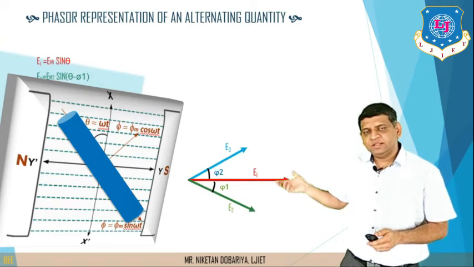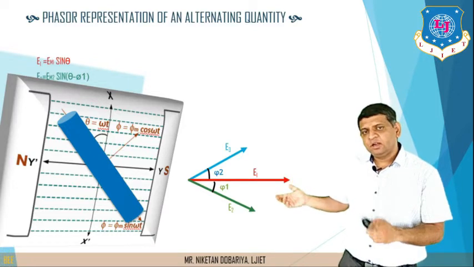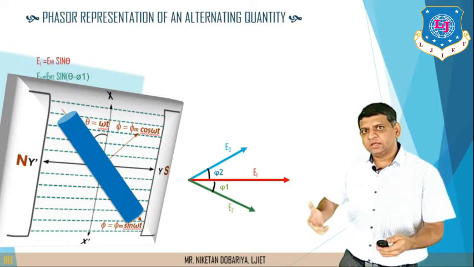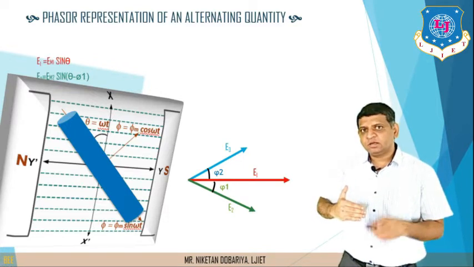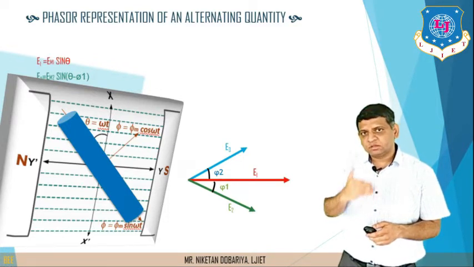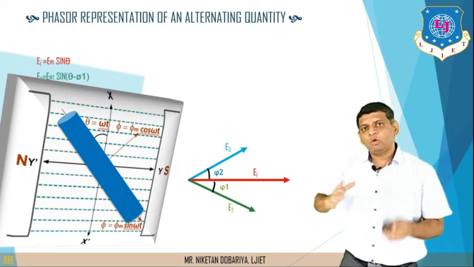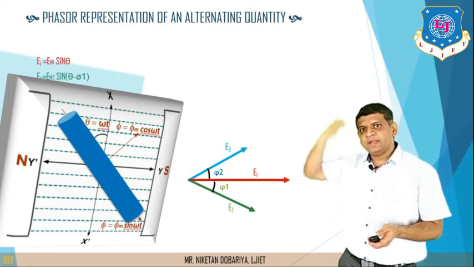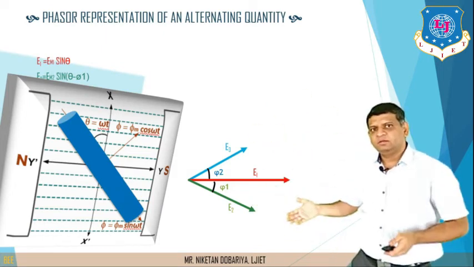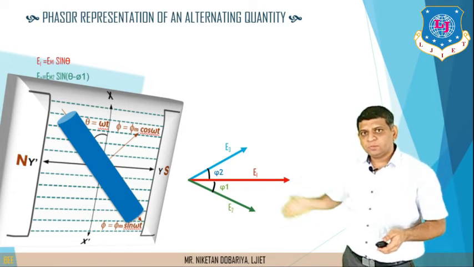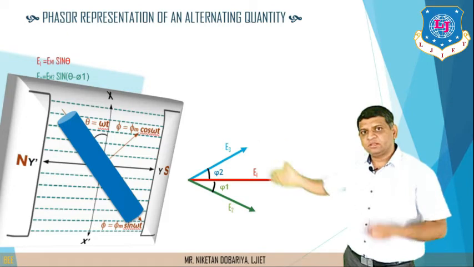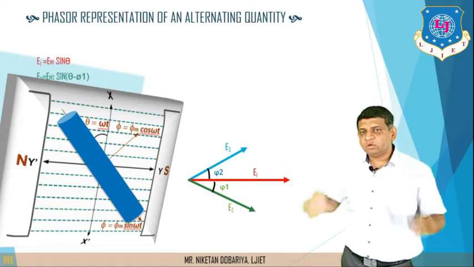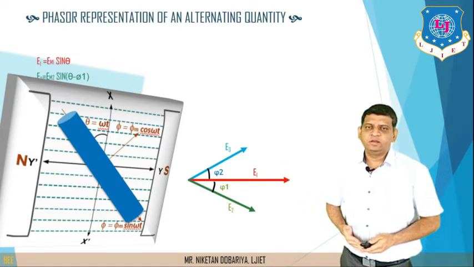Since in this diagram we have only one conductor, but now you assume that there are three conductors, placed like one conductor at angle 0, another conductor at angle phi 1, and the third conductor at angle phi 2, and all these three conductors are moving in anti-clockwise direction like here. So you imagine this particular phasor diagram, these vectors moving in anti-clockwise direction between two magnets, right? This is the phasor representation of any alternating quantity.